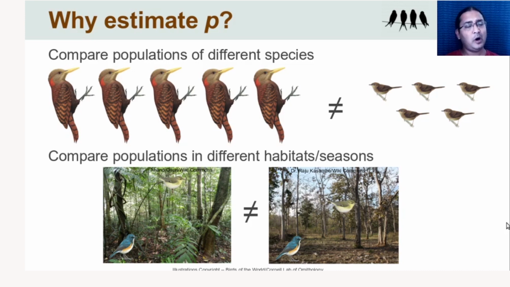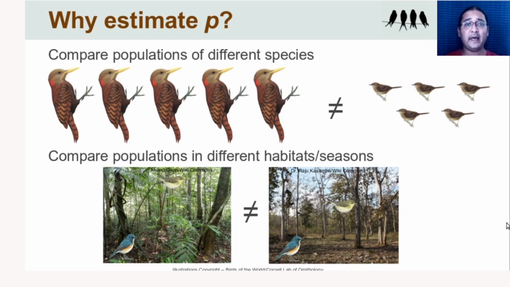And therefore, if you go out into a forest and you count five large, loud woodpeckers, and you count five small, tiny little warblers, it doesn't mean that the population sizes of both these species are the same, because you've missed a lot more of the warbler species than you have missed of the woodpecker species.